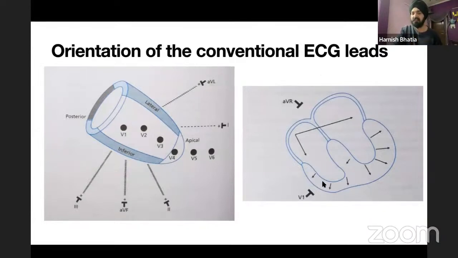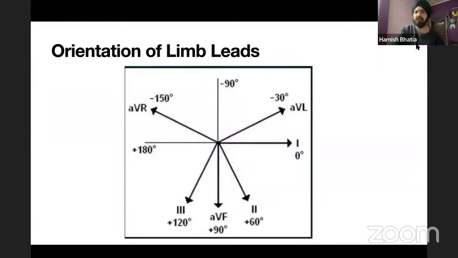And AVR and V1 get impulses from the cavity of the heart. Now the impulses travel from endocardium to epicardium, from the inside of the heart towards the outside wall of the heart. That is why all of these leads show a positive QRS mostly, except V1 and AVR, where the majority of the impulses are negative. We will see that in further slides, which ones are negative and which are positive. But remember, in AVR and V1, the QRS complexes are negative. Okay, this is clear.